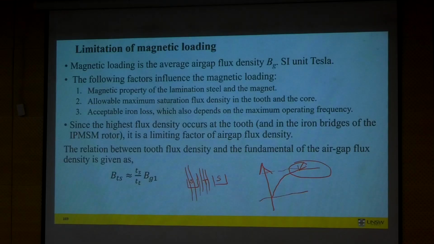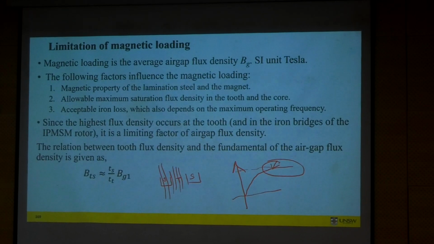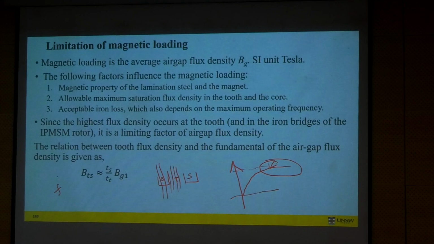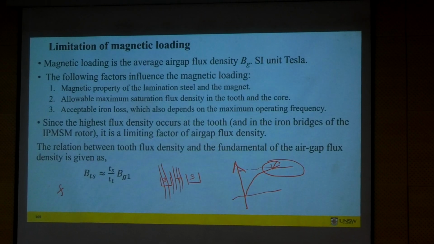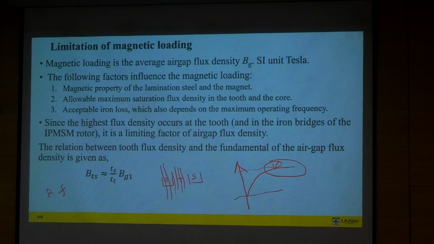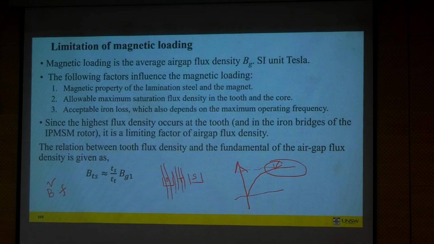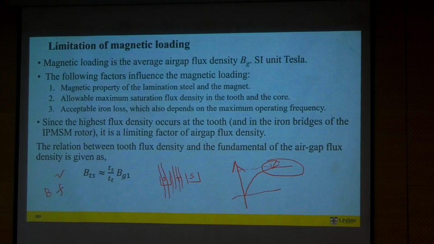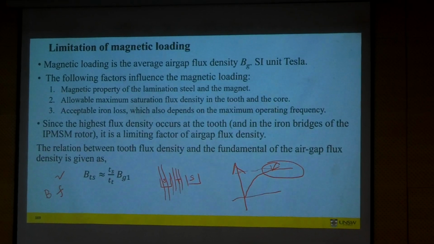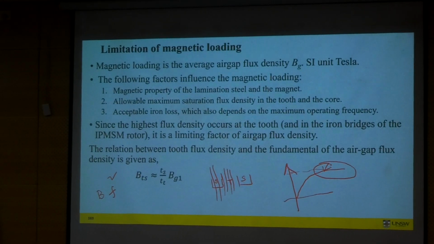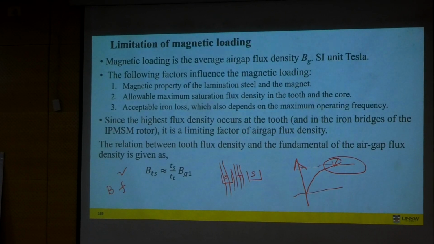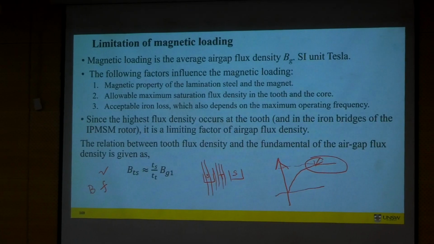And of course, if the flux density is too high, it can also lead to high core loss, right? Because your core loss is basically proportional to the square of the flux density times the square of the frequency, right? So a higher B, flux density, also means higher core loss, okay? So that all may put some limit.